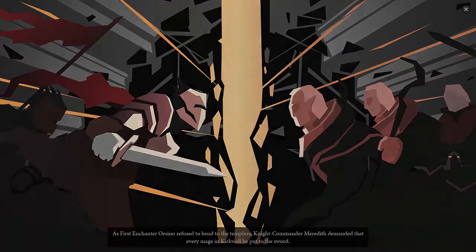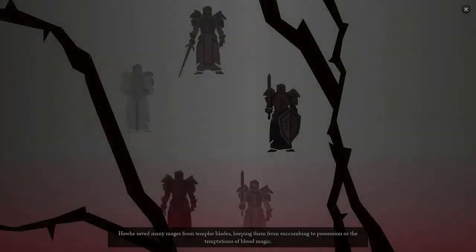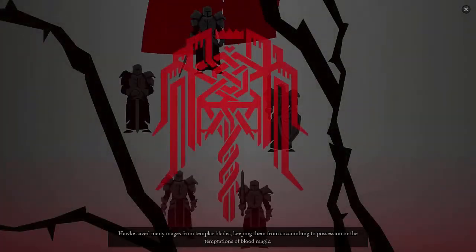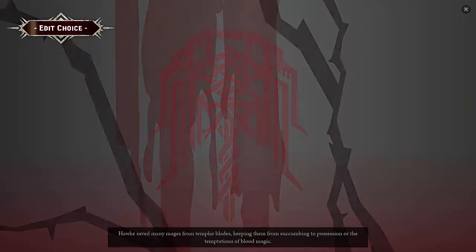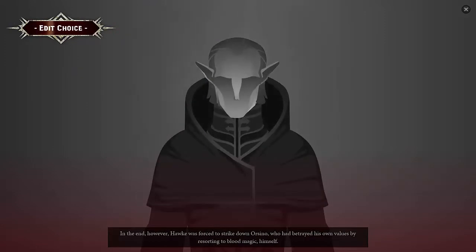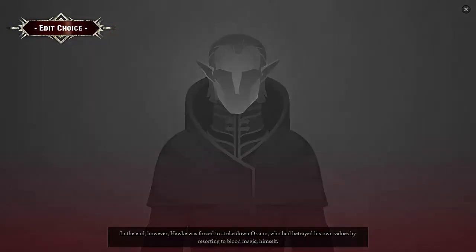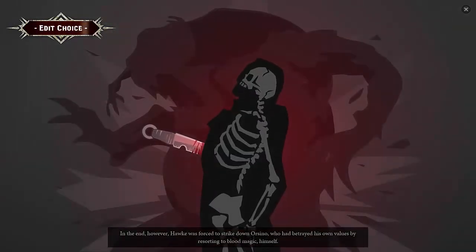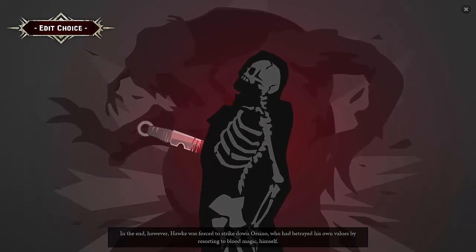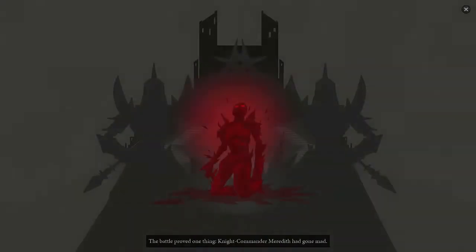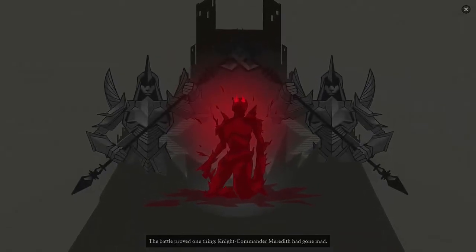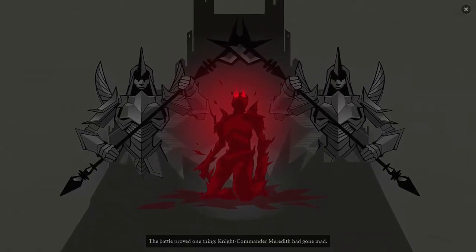put to the sword. Hawk saved many mages from Templar blades, keeping them from succumbing to possession or the temptations of blood magic. In the end, however, Hawk was forced to strike down Orsino, who had betrayed his own values by resorting to blood magic himself. The battle proved one thing. Knight Commander Meredith had gone mad.